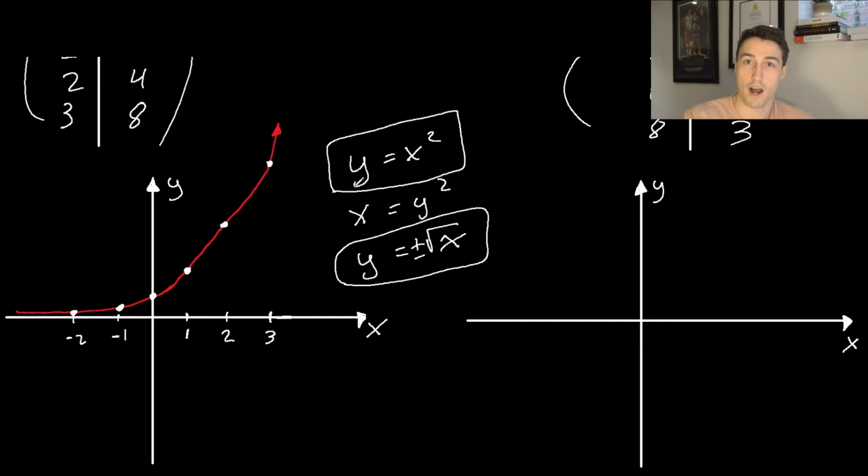We can always flip the x and y variables in the algebraic expression, or we could look at the table of values and switch the x and y coordinates there. That would also give us the inverse. And finally, there's one more.